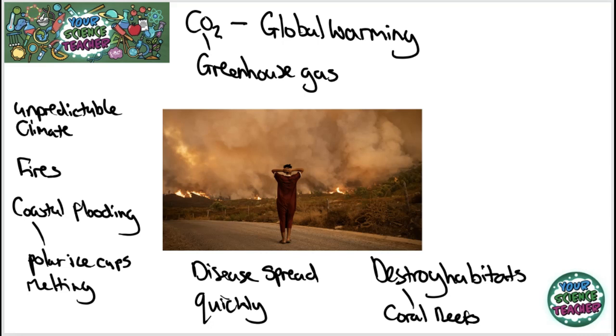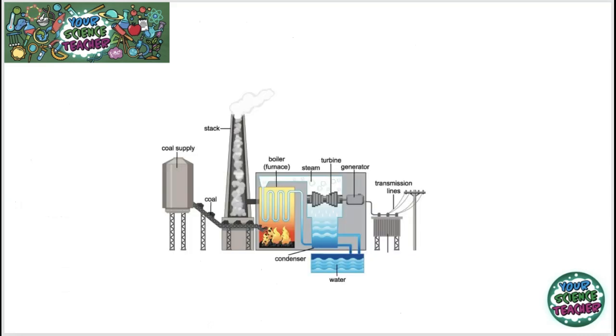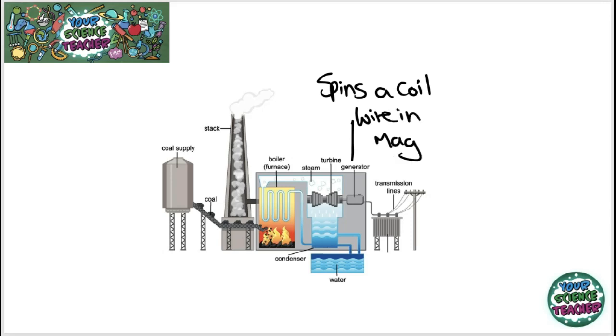But first, I'm just going to show you the generics of how power stations that burn coal, oil, or gas actually work. The basic principle is that we heat up that coal, oil, or gas. That produces steam, which turns a turbine, and that turbine works a generator. And this generator basically spins a coil of wire in a magnetic field, and this creates a current, and this is what the electricity actually is.